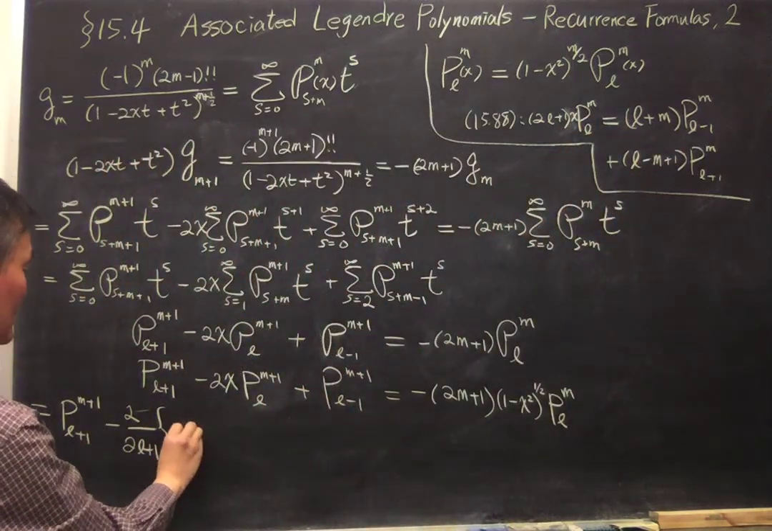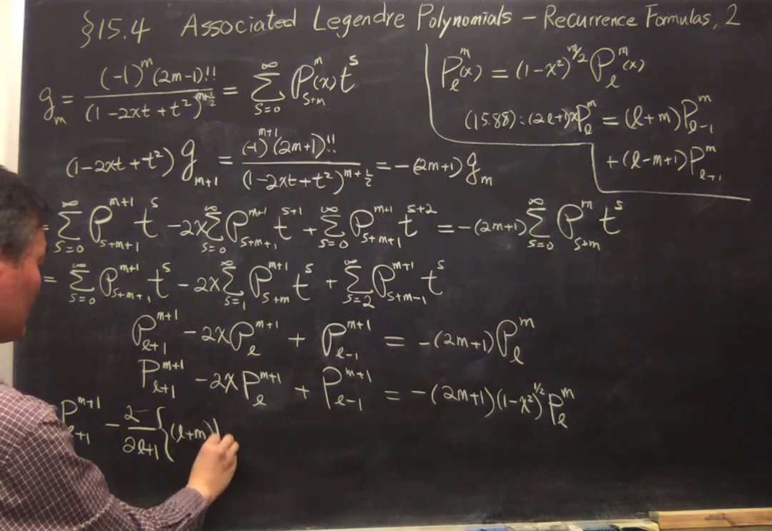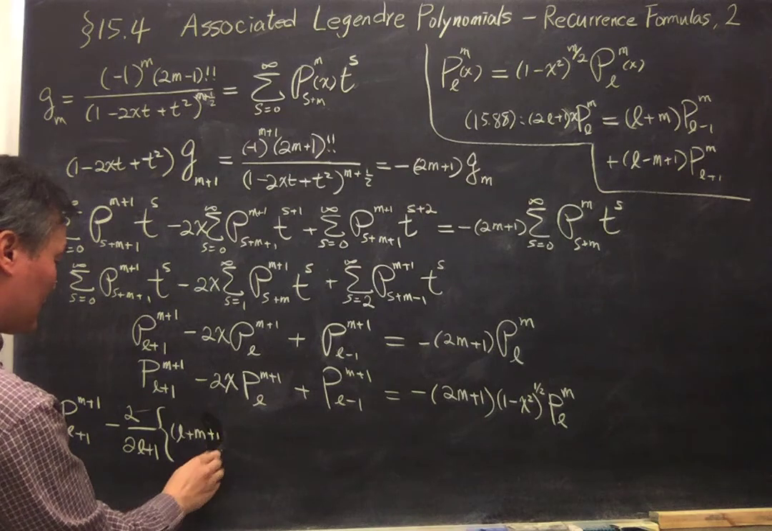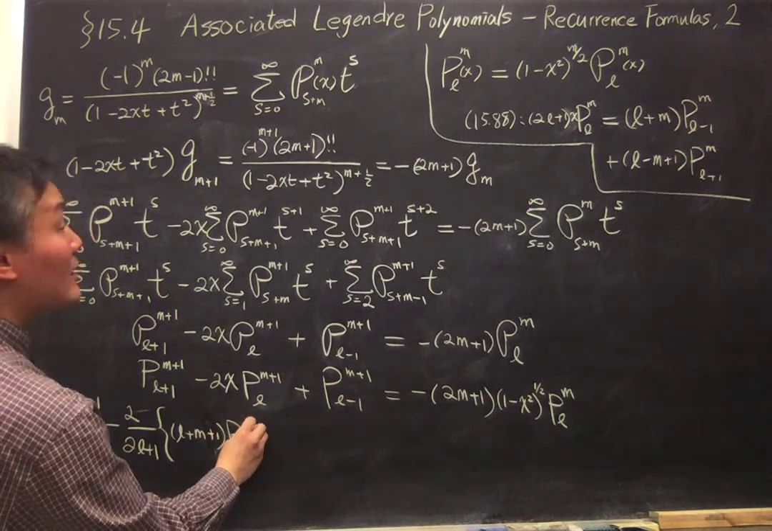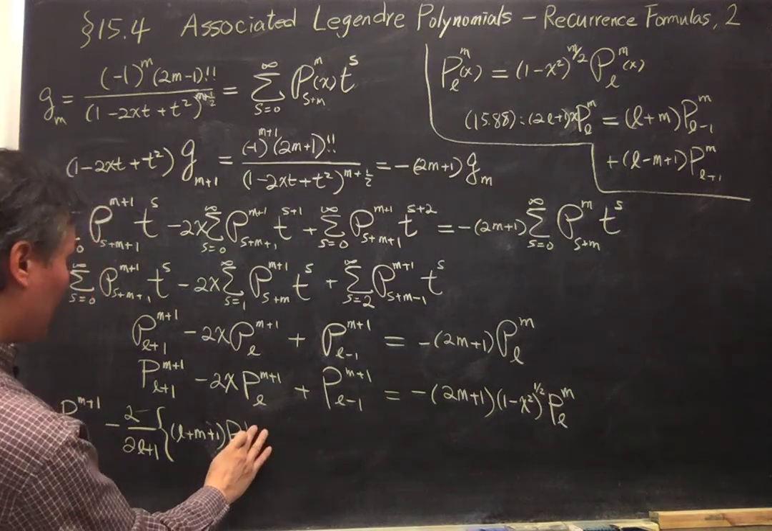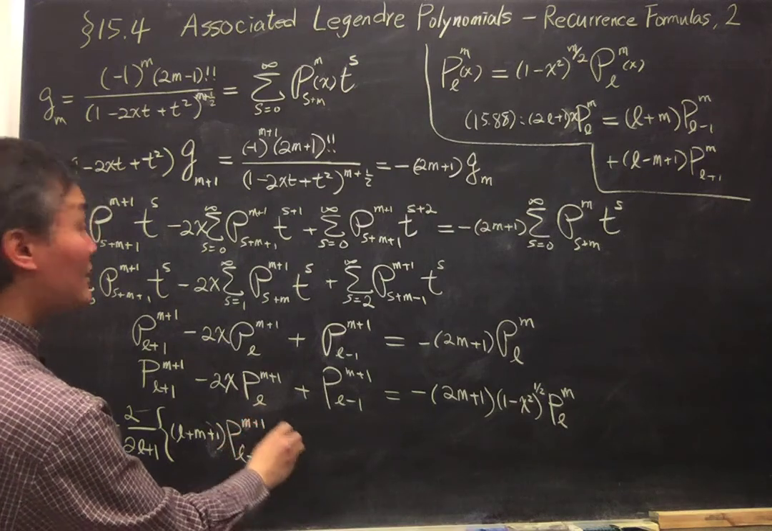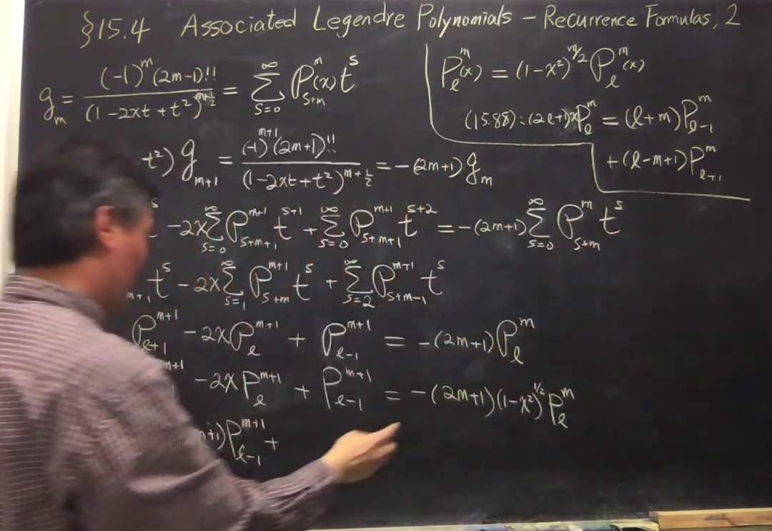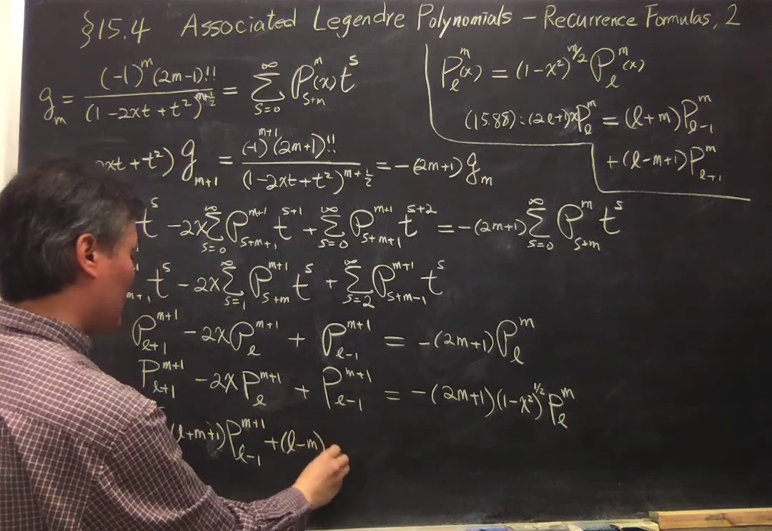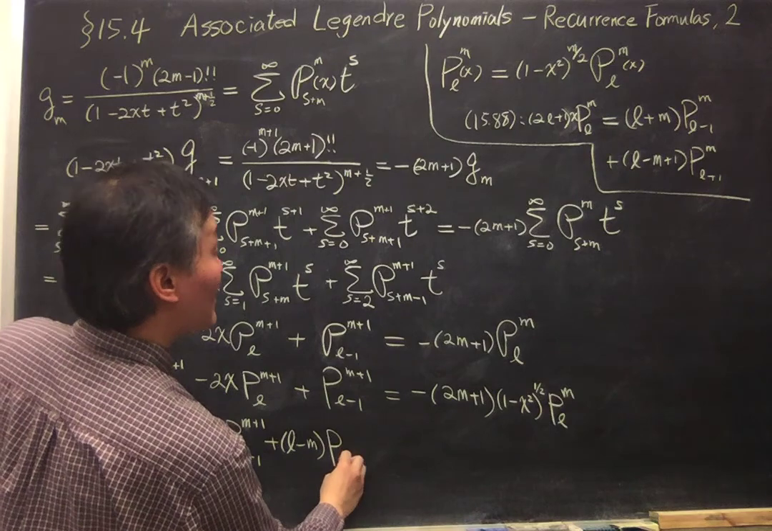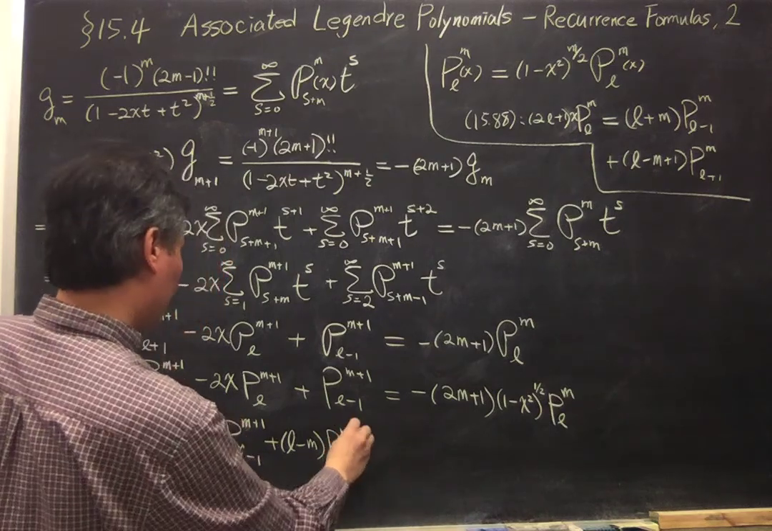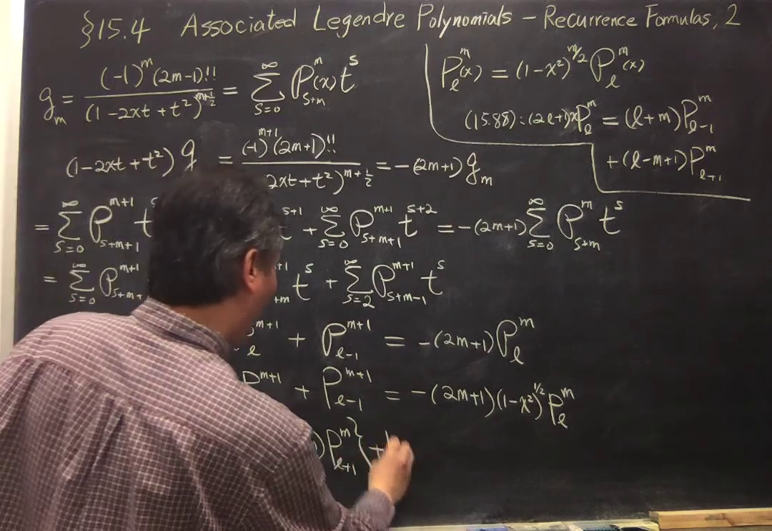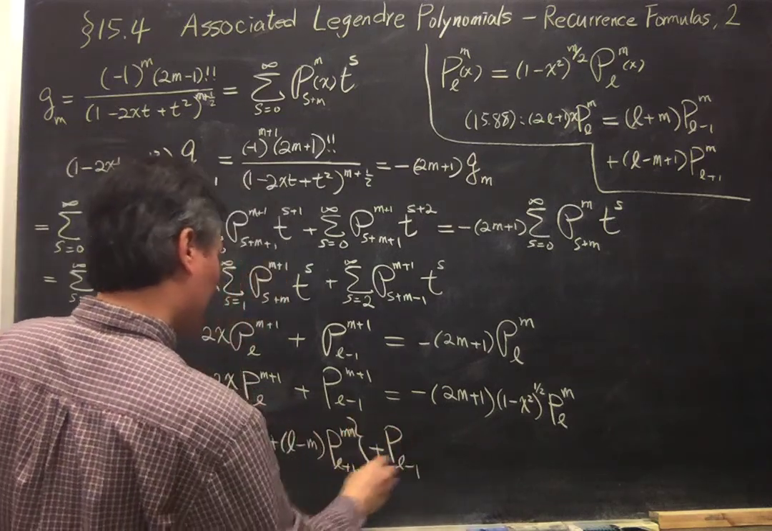So you have (l plus m plus 1), because now you have applied it to m plus 1, P_{l-1}^{m+1}. Plus, now this m becomes m plus 1, so you minus m minus 1 and plus 1, so it becomes (l minus m) P_{l+1}^m, and then plus this one, P_{l-1}, this is m plus 1.